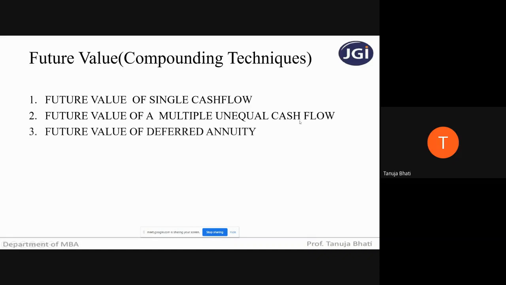And the second last part is future value of a deferred annuity. Already in a previous lecture, we have seen annuity is nothing but a series of equal payments. Just continuing with the example I gave for point number 1, 15,000 I'm depositing today. Again in the next year, second year, I'm depositing 15,000. Third year, I'm depositing 15,000. Fourth year, I'm depositing 15,000, for a period of 10 years.